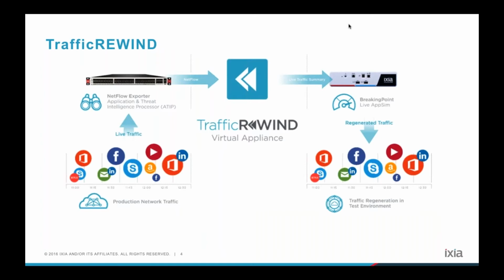Now, with all these things in mind, we have introduced TrafficREWIND. TrafficREWIND is a unique patent-pending solution which helps translate production traffic insights into realistic traffic configuration for test lab environments.